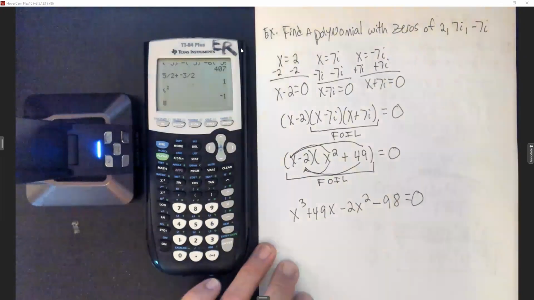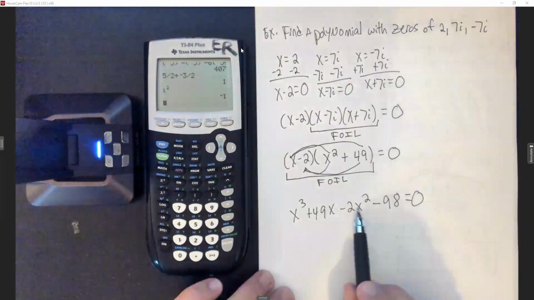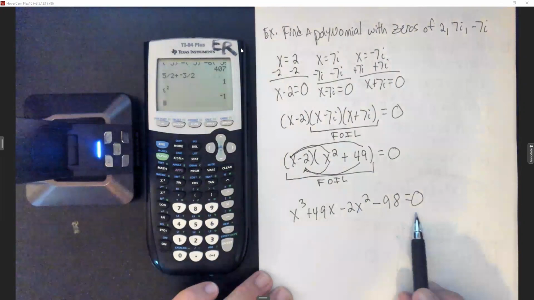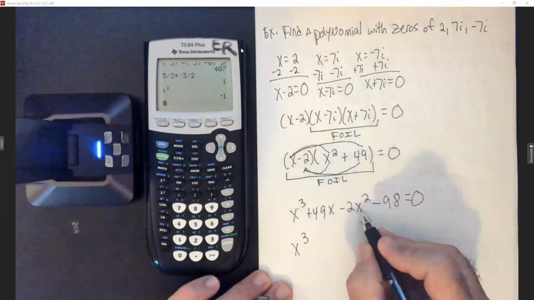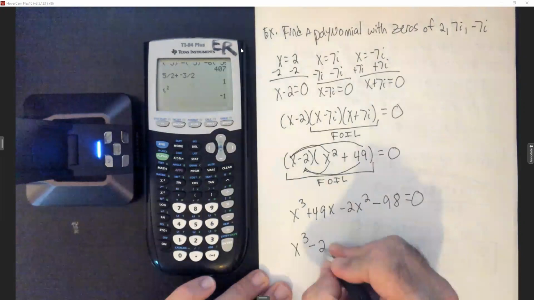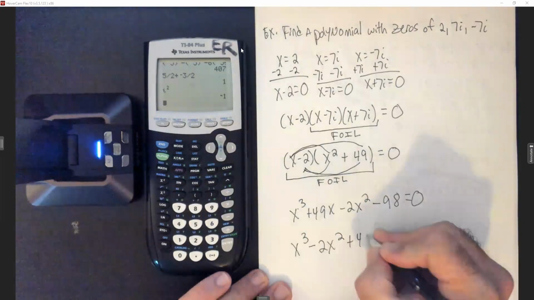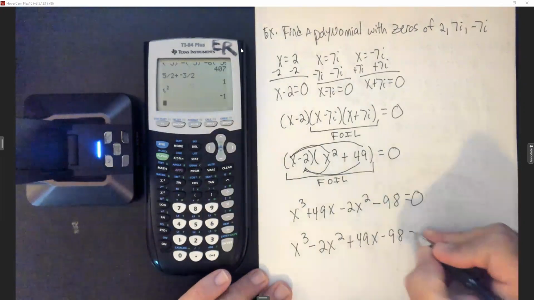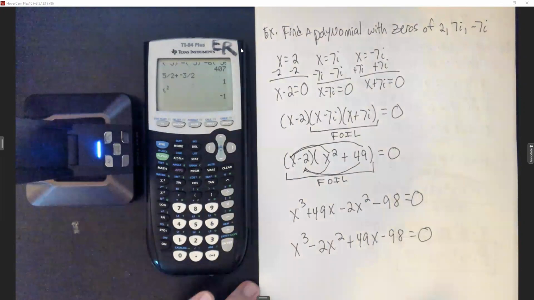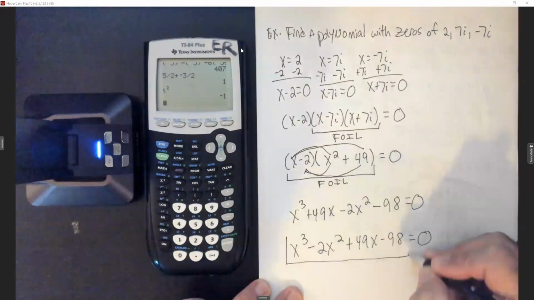So the only thing I would do to that is just maybe rearrange it so that I got all my exponents in order, so that I got my x to the third minus my 2x squared plus my 49x minus my 98, all equal to 0. So that our final answer is that polynomial right there.